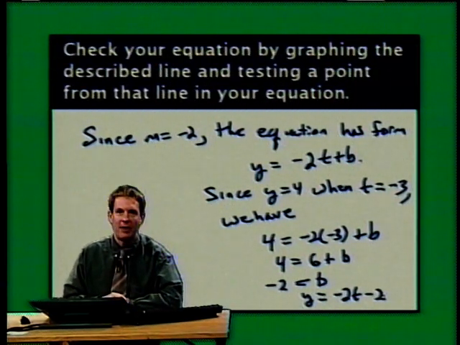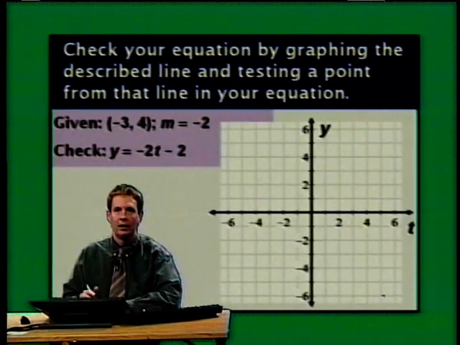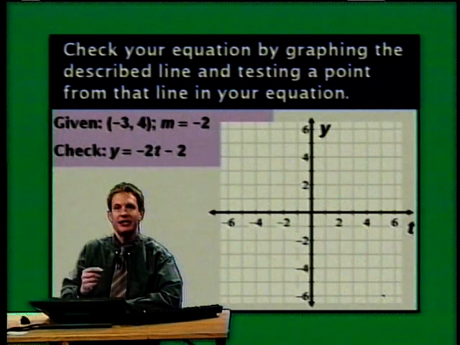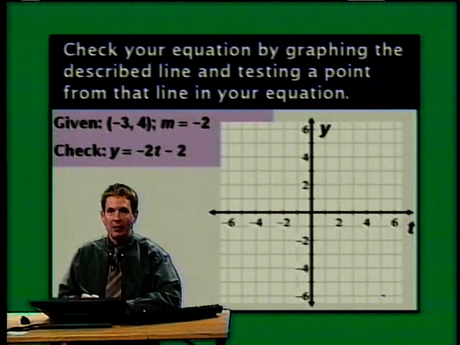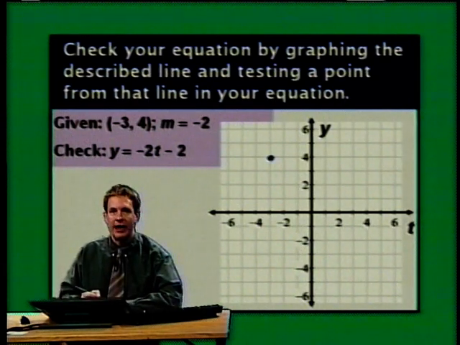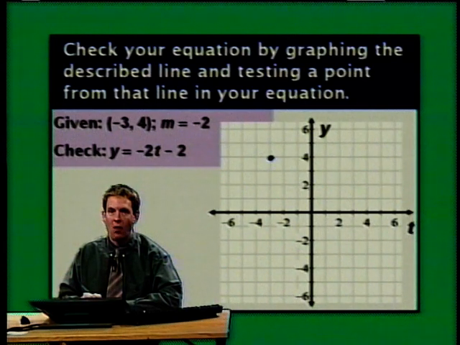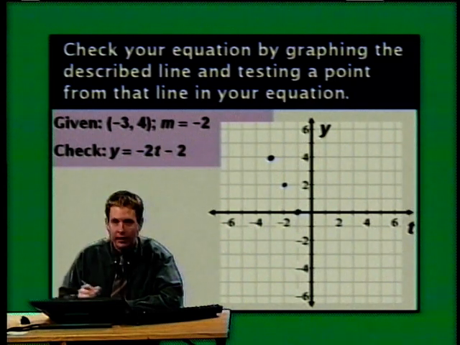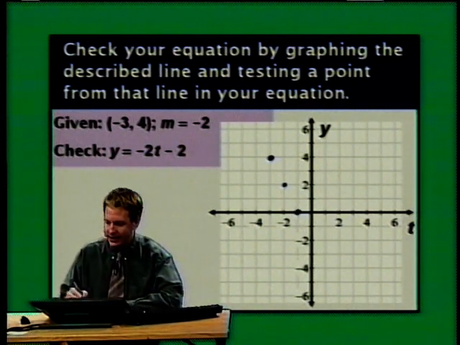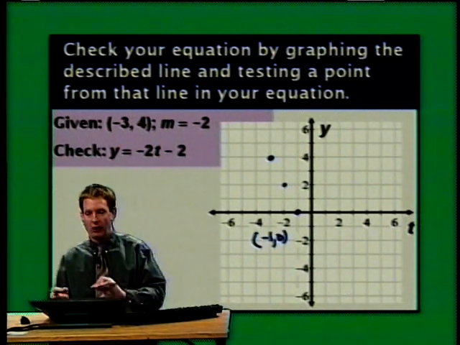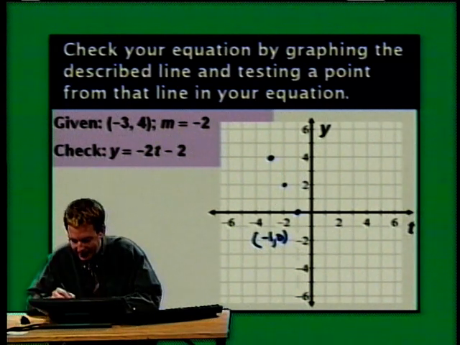Let's check our equation by graphing the described line and testing a point from that line in our equation. When you do your check, make sure you graph the described line so that you can then check your equation. So our described line goes through the point (-3, 4) and has a slope of -2. I can think -2 over +1. Down to right 1, down to right 1. Look where I've landed. I landed on the t-intercept. The t-intercept is the point (-1, 0). I think I'll use that as my checkpoint after I get out my straight edge and connect the dots.